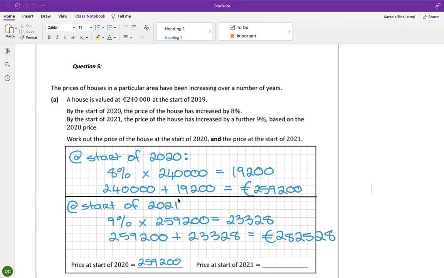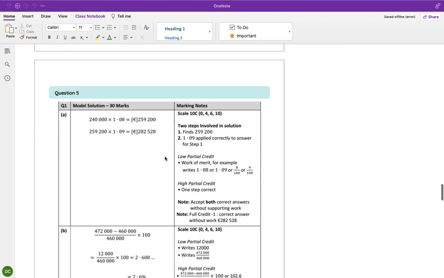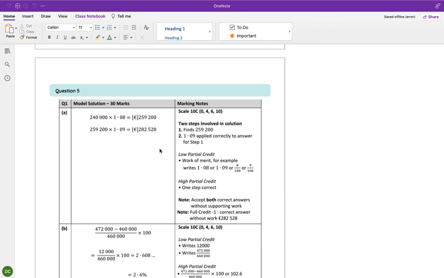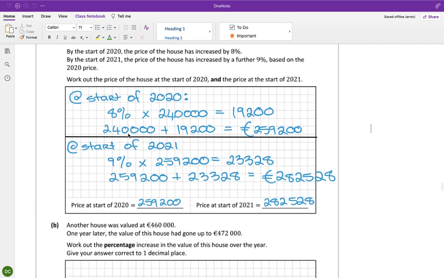Okay, so price at the start of 2020 is 259,200 and 2021 is 282,528. Okay, we'll check them. 259,200 and 282,528, and it's worth 10. Okay.